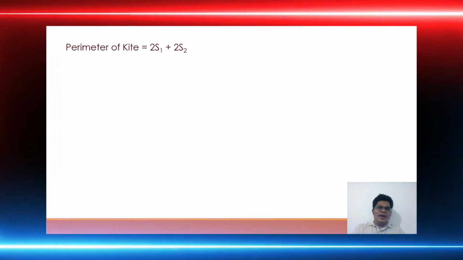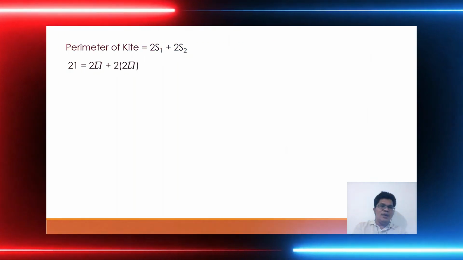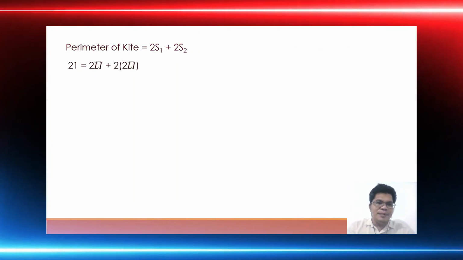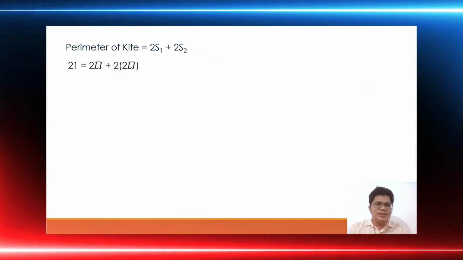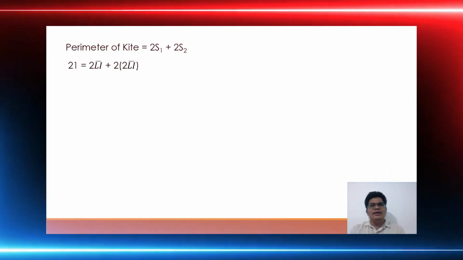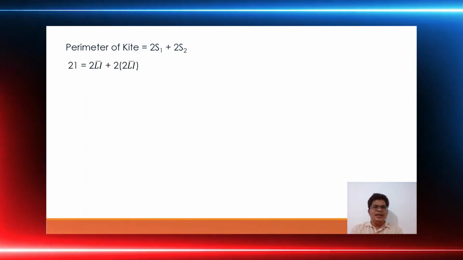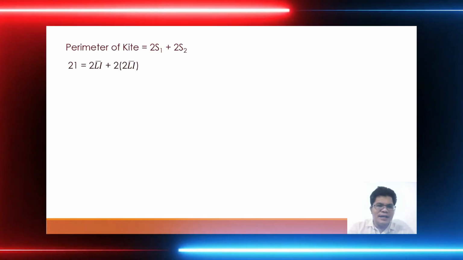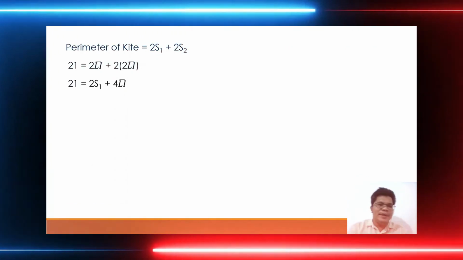Now, the perimeter of a kite equals 2s sub 1 plus 2s sub 2. By substitution, it becomes 21. Why? Because according to the problem, the perimeter of a kite is 21 equals 2LI plus 2 times the quantity of 2LI. Why? Because from the problem, the measurement of LE is twice as long as LI. Okay? Let us now simplify.